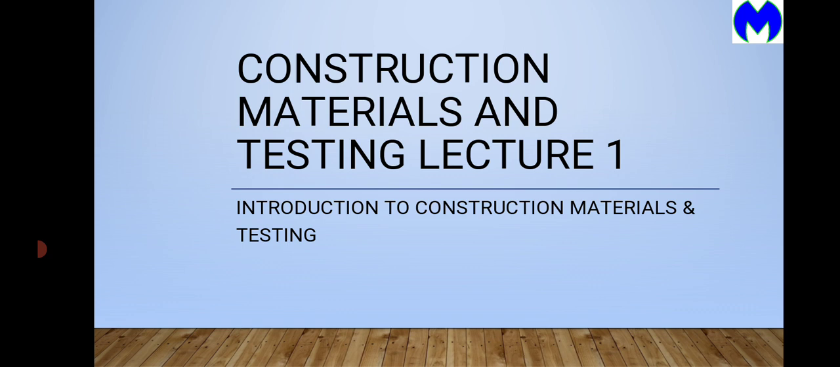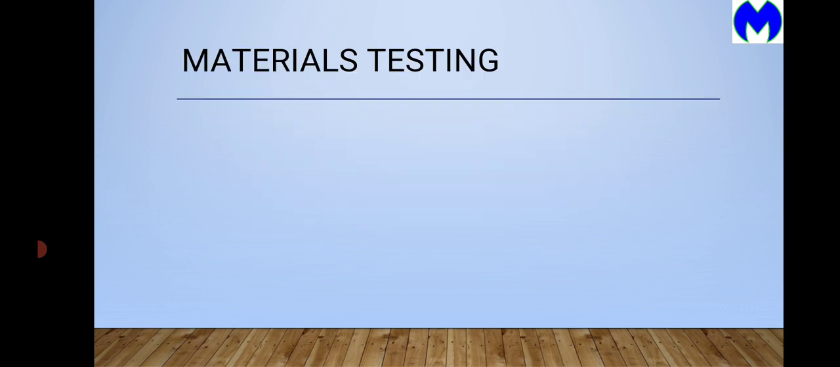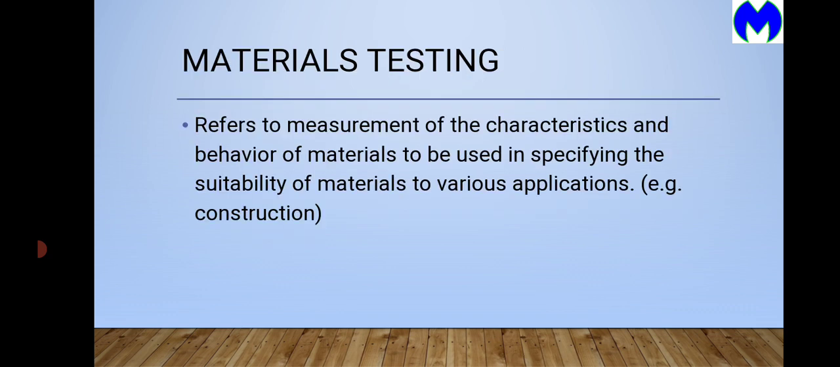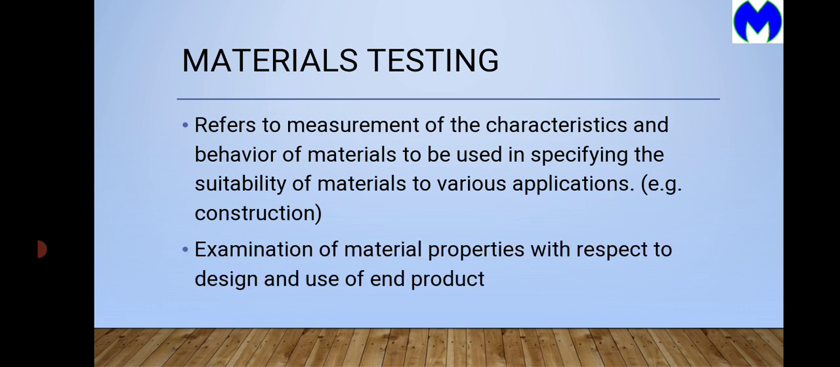Okay, so let's proceed with the topic. Material testing refers to the measurement of characteristics and behavior of materials to be used in specifying the suitability of materials to various applications. An example of that is construction. Then, it is also defined as the examination of material properties with respect to design and use of the product.